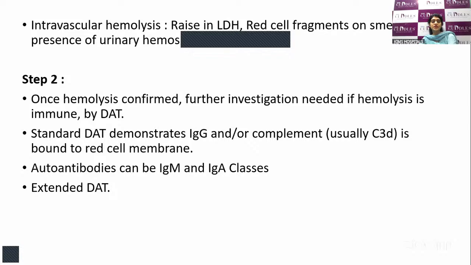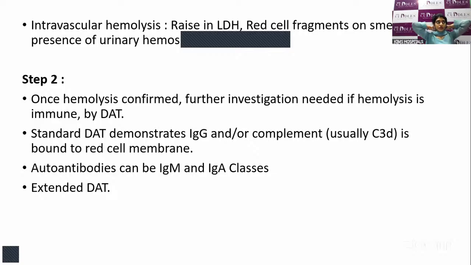Coming to intravascular hemolysis, if there is a rise in LDH, red cell fragments on the smear, or the presence of urinary hemosiderin, these should raise a suspicion of intravascular hemolysis. After doing all of these things, then we go to step 2. Step 2 is, once you confirm your hemolysis, you further investigate whether the hemolysis is immune by DAT.